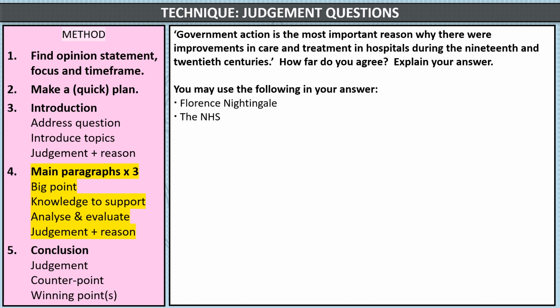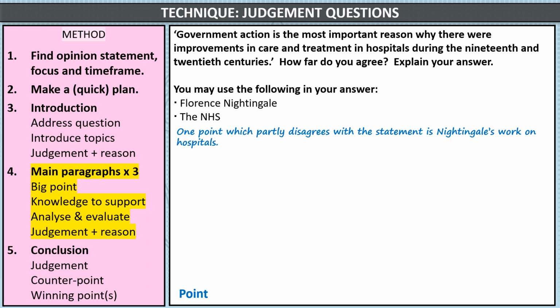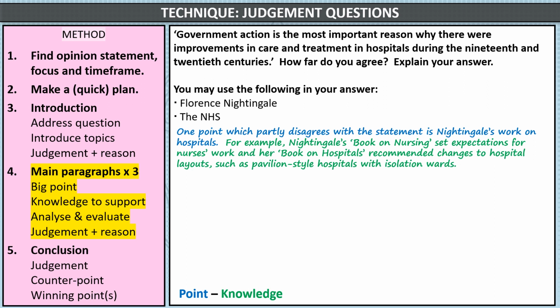Now we're ready for our main paragraphs. There should be 3 of these, 1 for each of our topics. Let's write the paragraph about Nightingale first. We'll start with a big point which addresses the question. I've gone for one point which partly disagrees. Now you could adapt that to mostly disagrees or mostly agrees if you like. Next, we give some knowledge about the topic. In this case, I'm presenting some detail about Nightingale's work on hospitals, such as her book on hospital design.